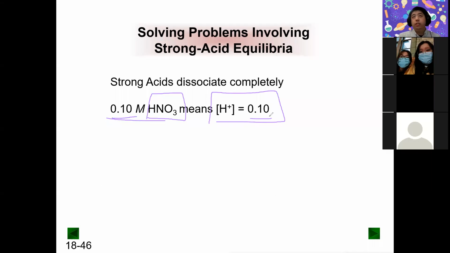So 0.1 is just going to equal 0.1 of my acid. This means that I can just go ahead and solve for my pH. I don't need to use an ice table here. I know the amount that I have. Okay. Any questions before we continue?